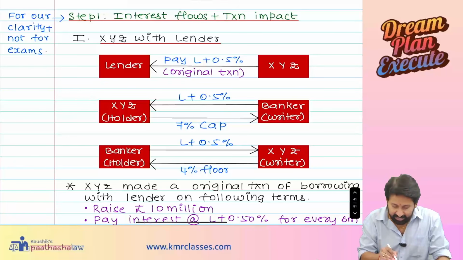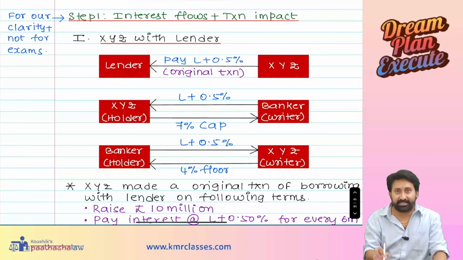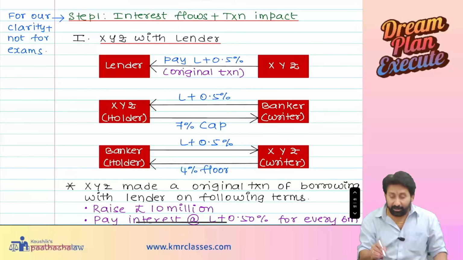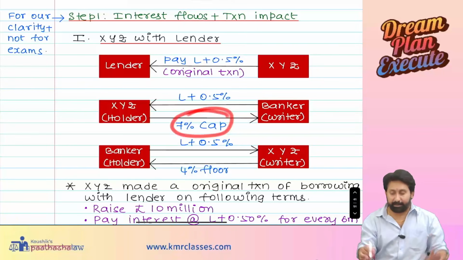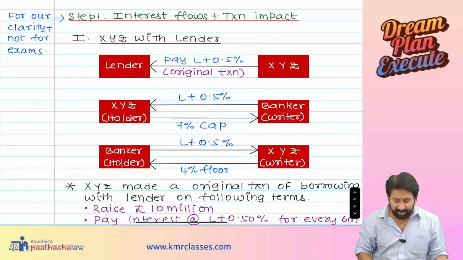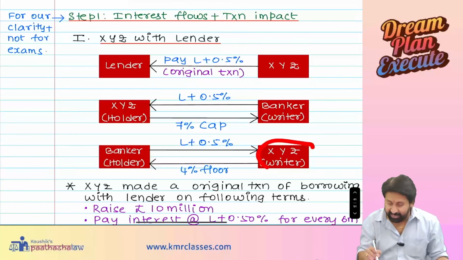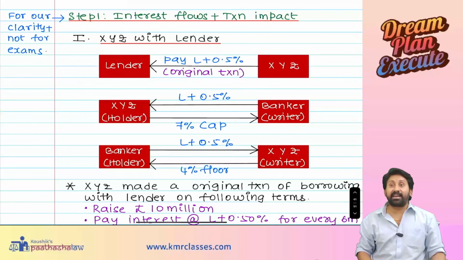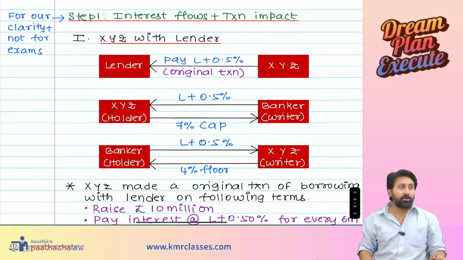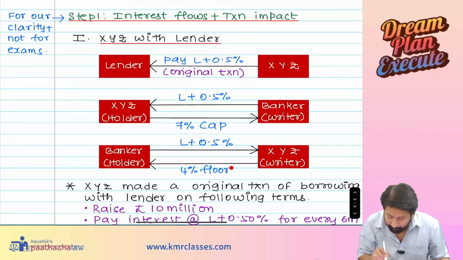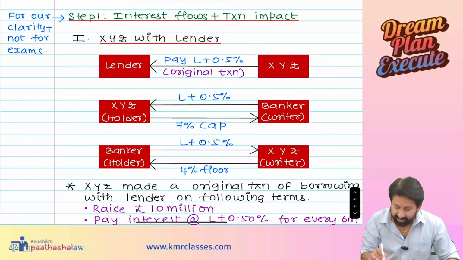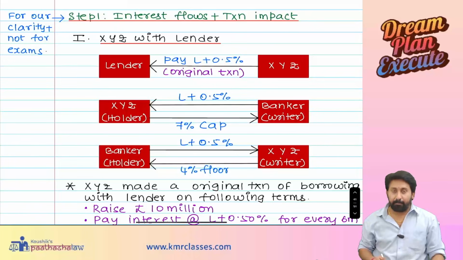Let us see. XYZ, holder of a cap. XYZ wanted to pay fixed. So I have to take a cap. I took a 7% cap and I agreed to pay 7% to the writer. Now I also took a put writing position. XYZ is a writer. Writer means I have an obligation to buy. Obligation to buy means obligation to pay. I will pay 4% and I will receive LIBOR plus 0.5.